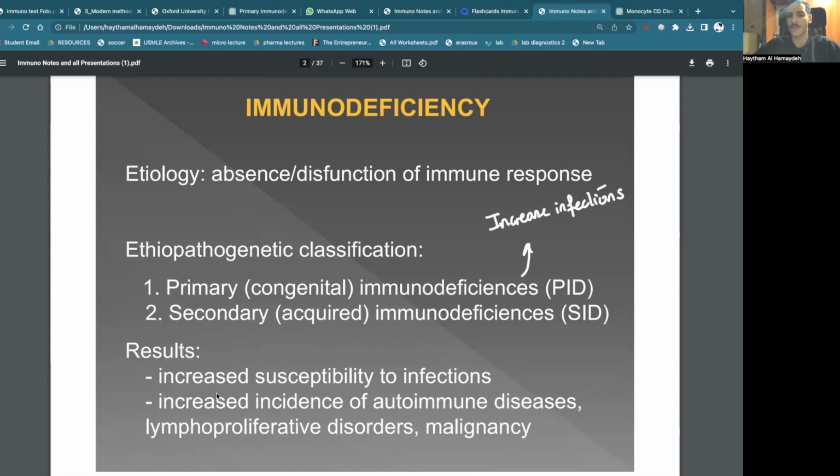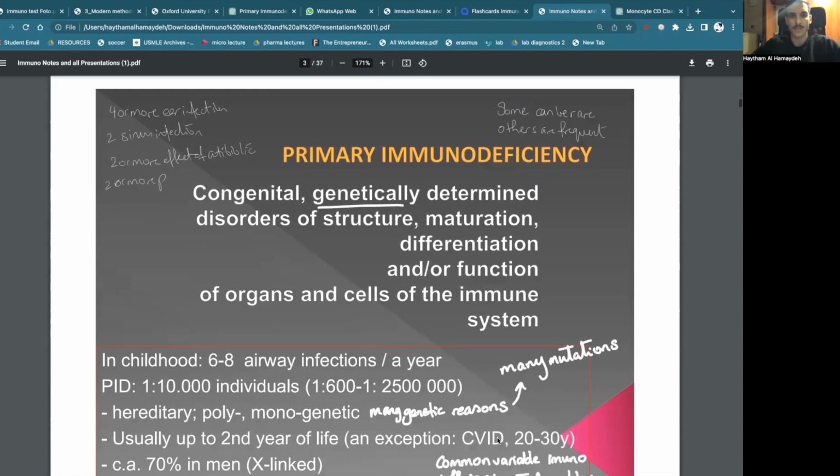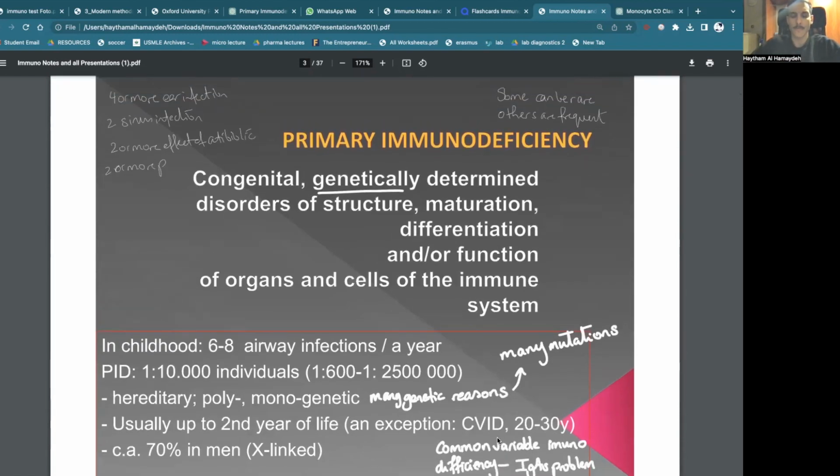And the result, of course, is that we have more infections, and we have incidences where we can have autoimmune diseases and lymphoproliferative disorders or even malignancies. Okay, so let's just dive into the first one, primary immunodeficiency. In this case, the reason for it is being congenital, and it's genetically determined.